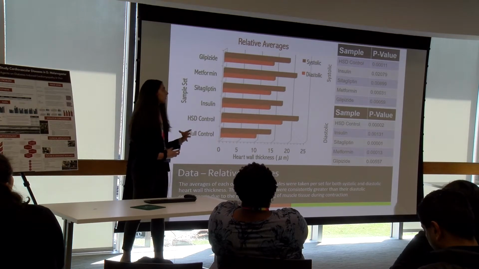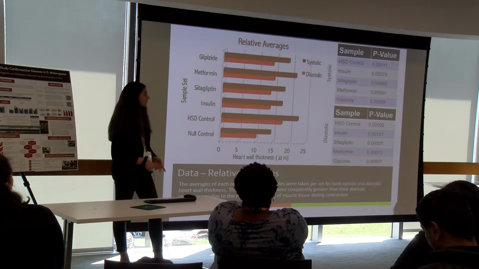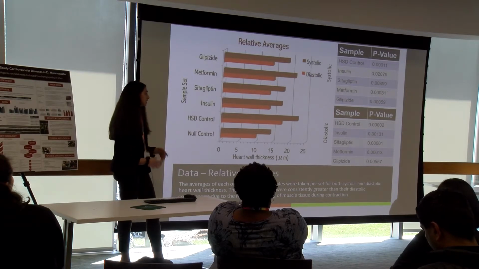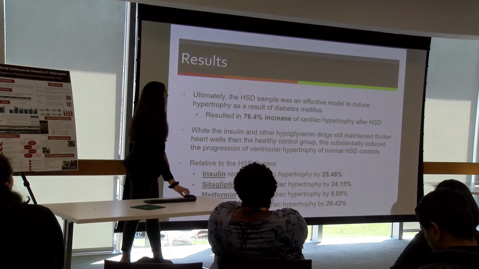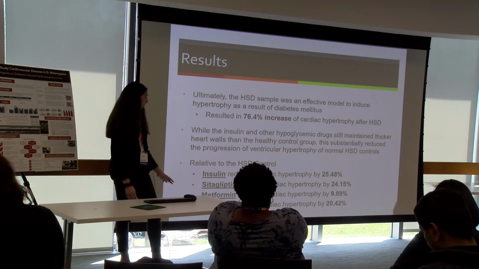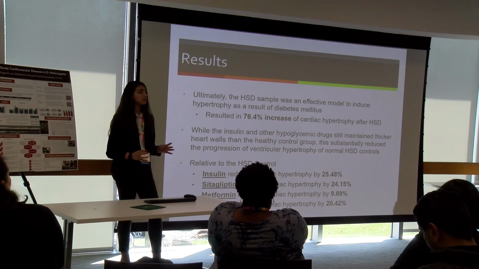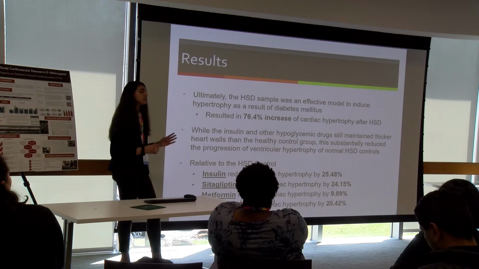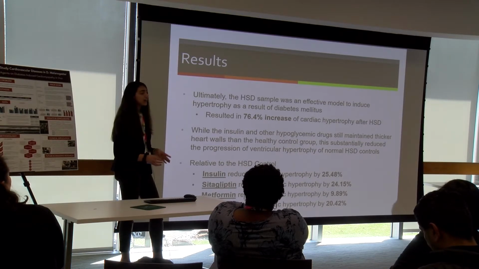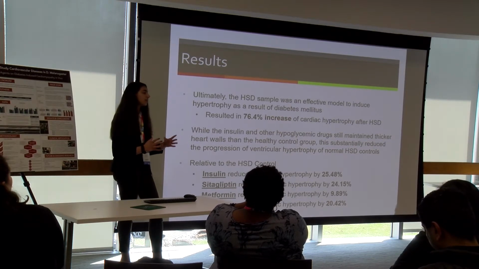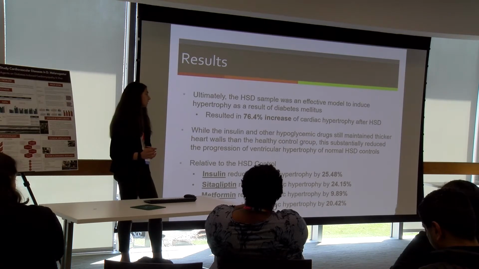Relatively, I found that systolic values were much higher than diastolic values, and with a t-test, I found that these data sets were statistically significant. Ultimately, I found that insulin, metformin, and glipizide, and insulin, sitagliptin, and glipizide resulted in a 20 to 25% decrease in cardiac hypertrophy as opposed to a normal diabetic control, showing that not only can these hypoglycemic agents reduce the effects of diabetes on a patient, but they can also help prevent the onset of cardiovascular disease.